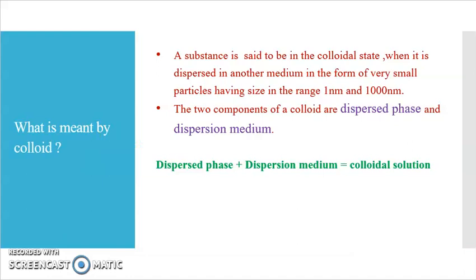What is meant by colloid? A substance is said to be in the colloidal state when it is dispersed in another medium in the form of very small particles having size in the range 1 nanometer and 1000 nanometer. We get a colloid when one component gets dispersed in another component.